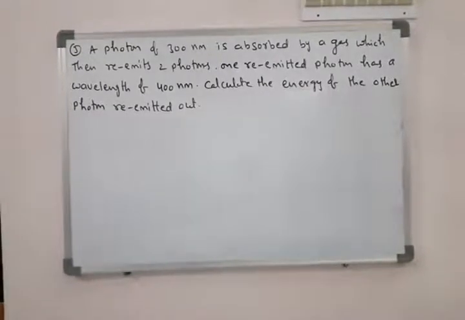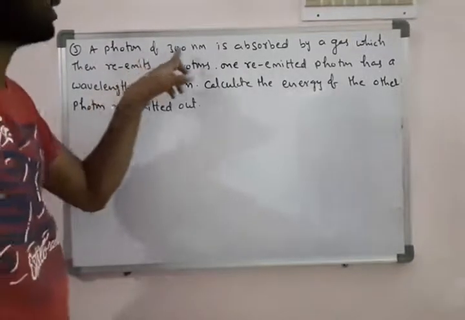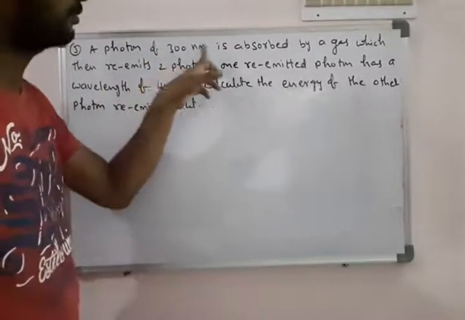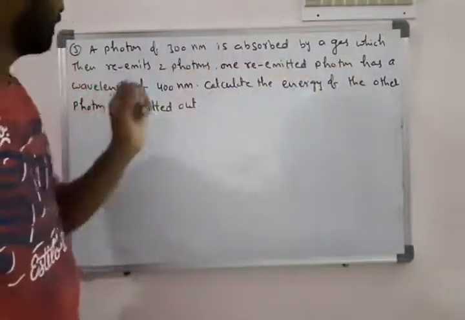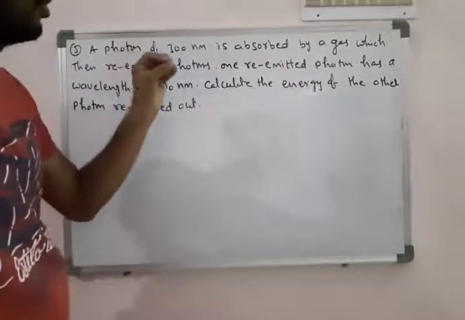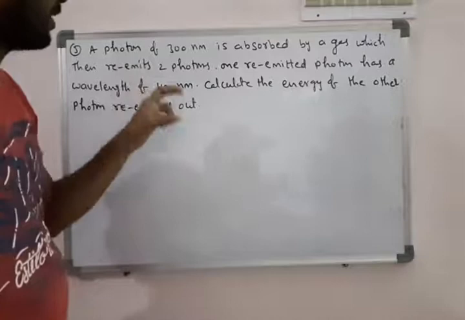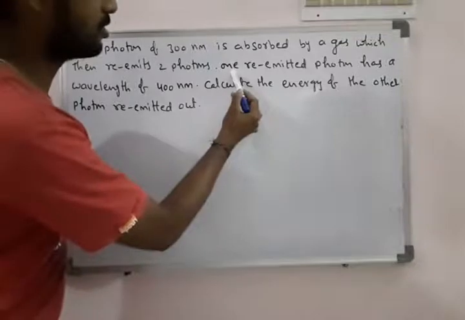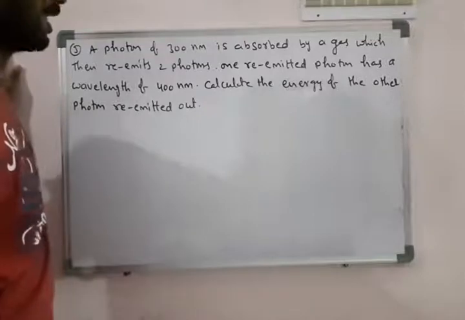Okay, see the next one. Here, a photon of 300 nanometers. So the wavelength is given. The photon is absorbed by a gas, which again re-emits two photons. That means one photon is absorbed by the gas, and the gas emits two photons. One of them is re-emitted with a wavelength of 400 nanometers.